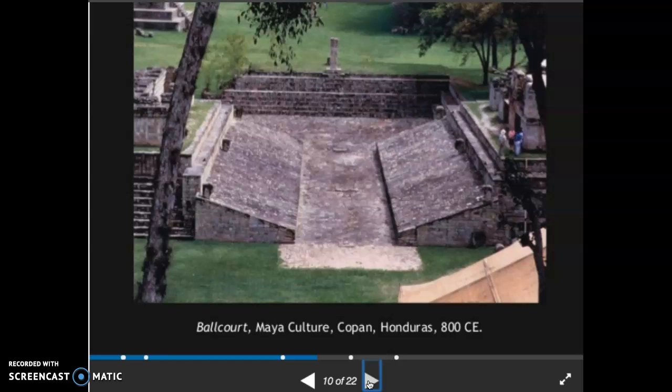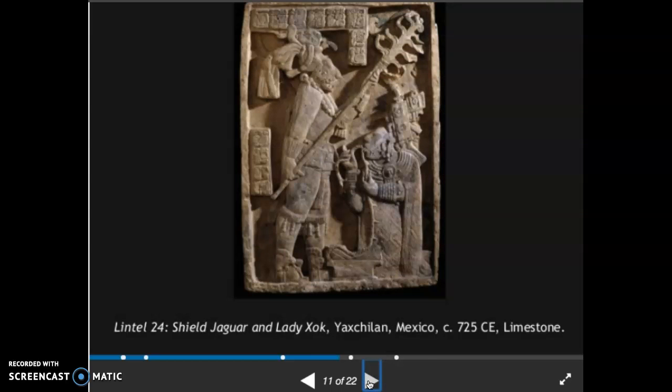Here's just an example of some of that recreation of that pyramid form that we saw in Teotihuacan. And this is the Shield Jaguar and Lady Hawk from Yaxchilan, Mexico. It's made from limestone. This is a lintel. It's one of the stone relief carvings that depicts Shield Jaguar, a king of Yaxchilan who ruled from the year 681 to 742 CE.